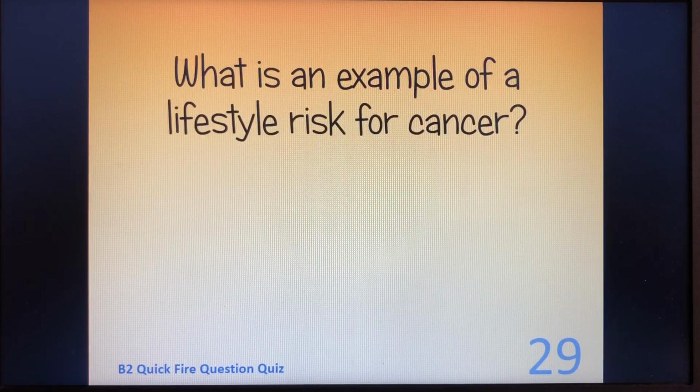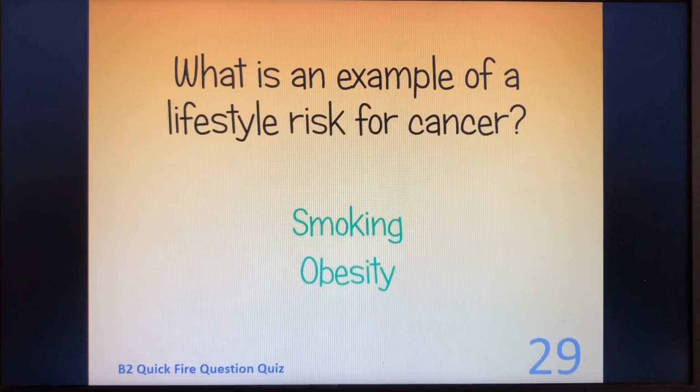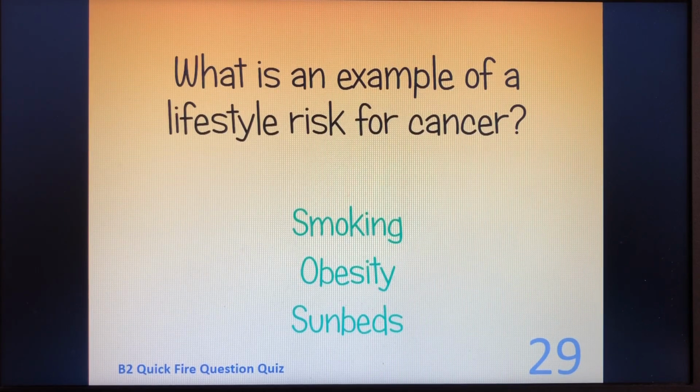Question 29. What is an example of a lifestyle risk for cancer? We've got 3 possible answers here. Okay, they like us to talk about risk factors. So what is an example of a lifestyle risk for cancer? And the answer is smoking, obesity, linked to type 2 diabetes also, and sunbeds, UV rays.